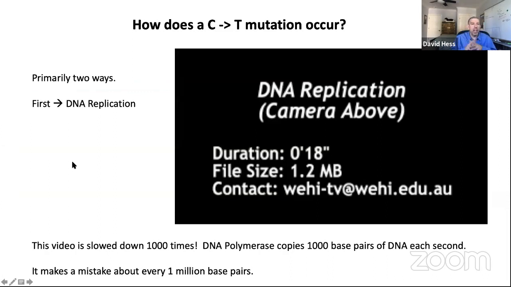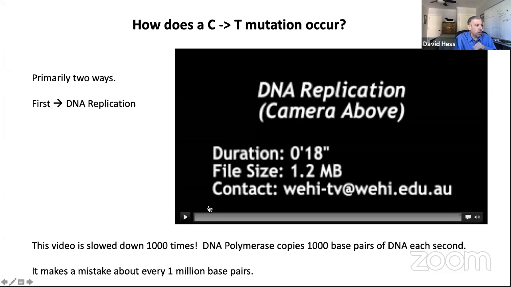So there's 2 ways that a C to T mutation can occur. The first is in DNA replication. DNA polymerase comes along and it's going to copy your DNA, and it can make a mistake when it's copying. So I'm going to show you a quick movie of this.